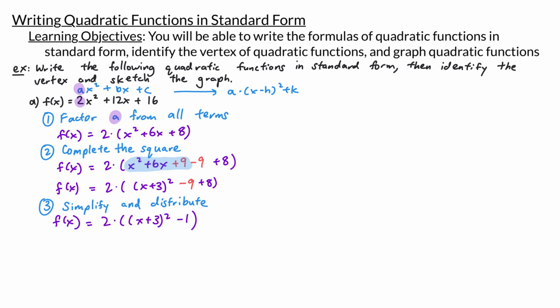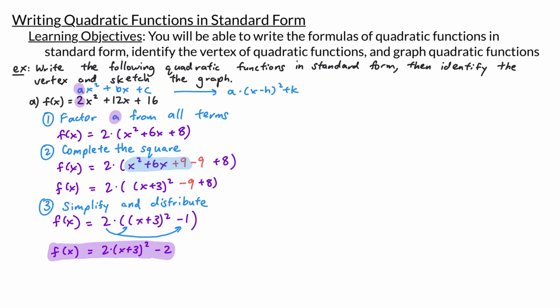Our 2 is being multiplied to all of this stuff. Inside these outer parentheses, there are 2 terms, the x plus 3 squared and the negative 1. So we're going to take the 2, distribute it to the x plus 3 squared, and distribute it to the negative 1. So in the end, we have f of x equals 2 times x plus 3 squared, and then 2 times negative 1 gives me negative 2 at the end. So now we've rewritten our quadratic function in standard form.